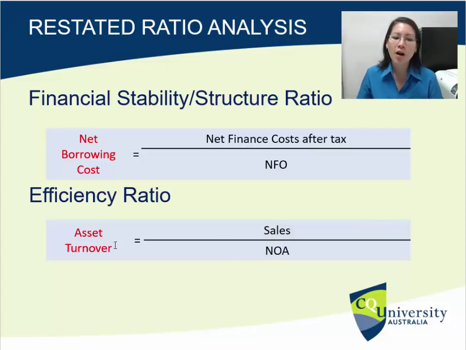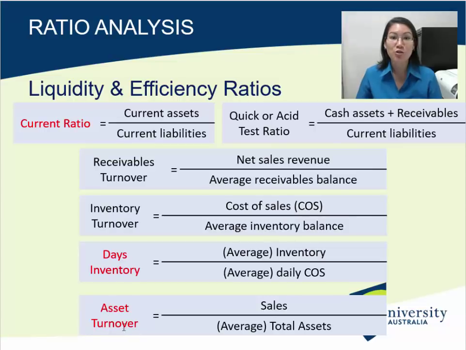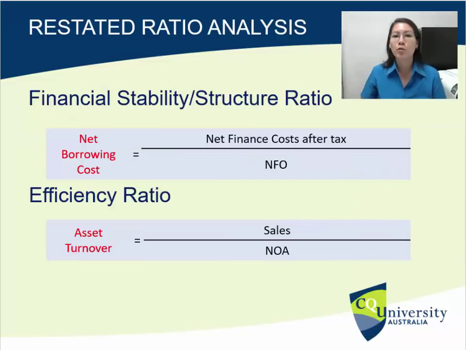So again, you want to see a higher figure. You don't want to see it too high because that might mean that we are overworking our assets. So compare this figure to your asset turnover that you calculate for your general or original financial statements and see, is there any difference? And if so, explain it. And that's what we're looking for in your assignment.